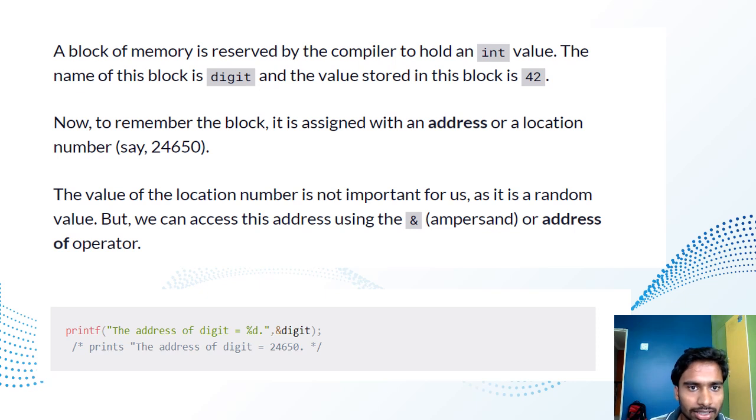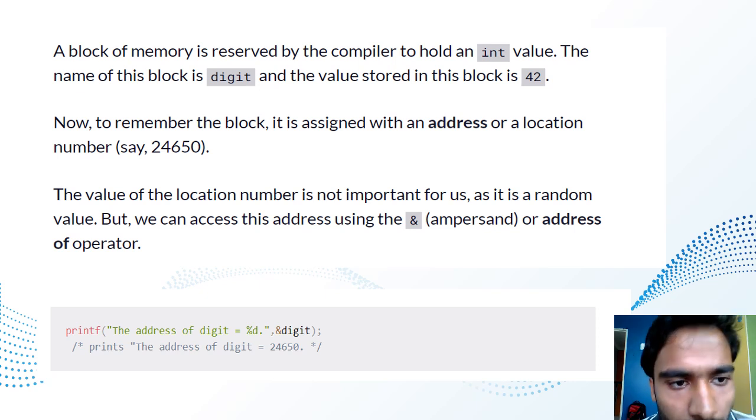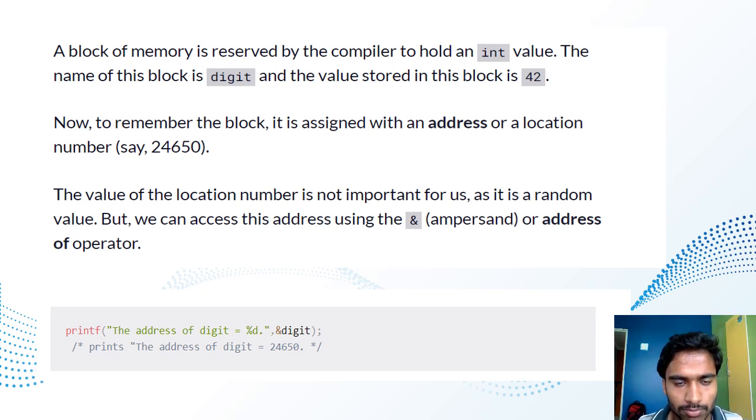A block of memory is reserved by the compiler to hold an integer value. The name of this block is digit, and the value stored in this block is 42. Now to remember the block, it is assigned with an address or a location number, say 24650. The value of the location number is not important for us, as it is a random value, but we can access this address using the ampersand or address-of operator.